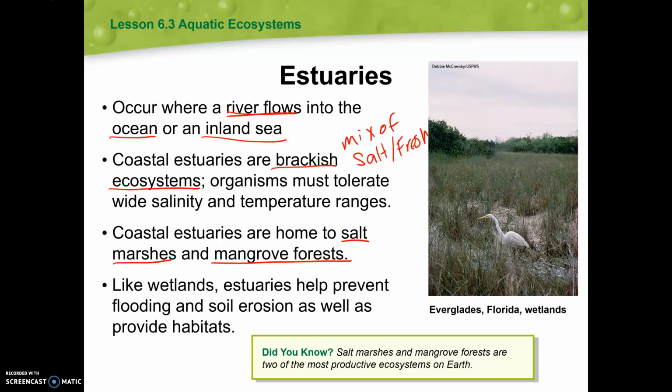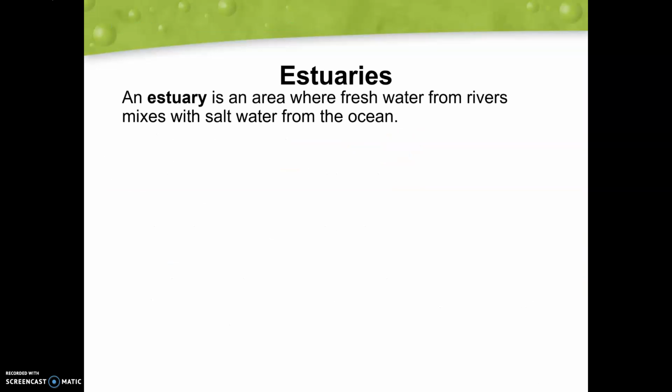So like these wetlands, these estuaries are meant to help with flooding and soil erosion, as well as provide habitats for the different animals that are going to live here. So a good definition of what an estuary is: an area where fresh water from rivers mixes with the salt water from the ocean. So that's a really important difference between lakes and ponds, is that mixture of salt and fresh water.